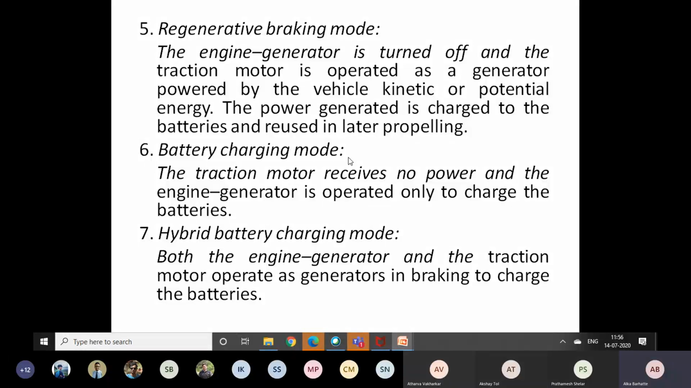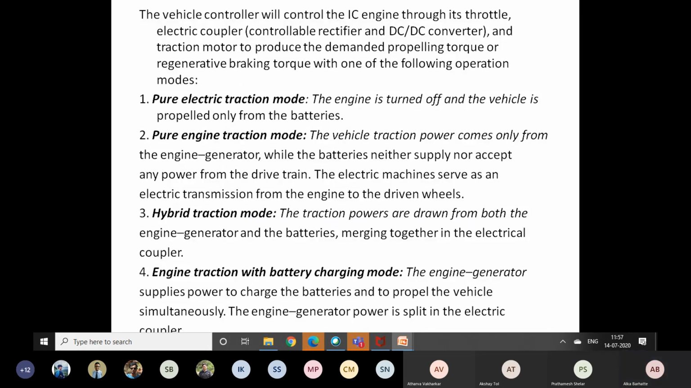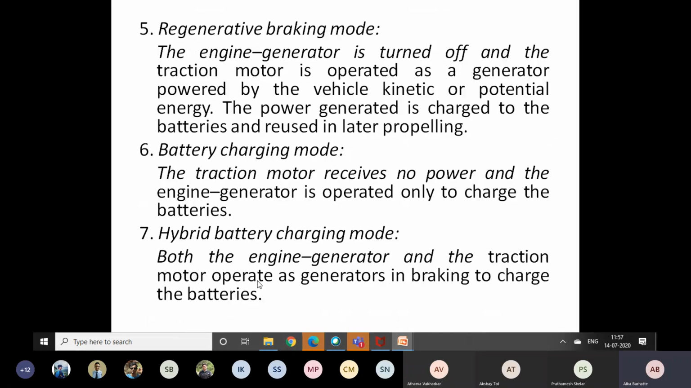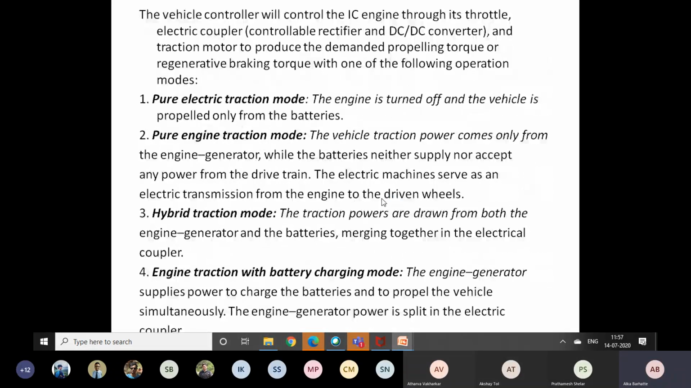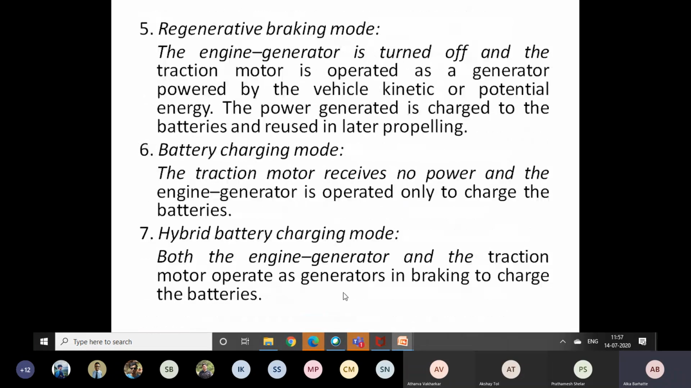Battery charging mode: the traction motor receives no power and the engine generator is operated only to charge the batteries. Engine traction with battery charging: the difference between this 4 and 6 is that here the traction motor receives no power, and the complete engine power will be used to charge the batteries. Here, the excess power of the engine we are using to charge the batteries.